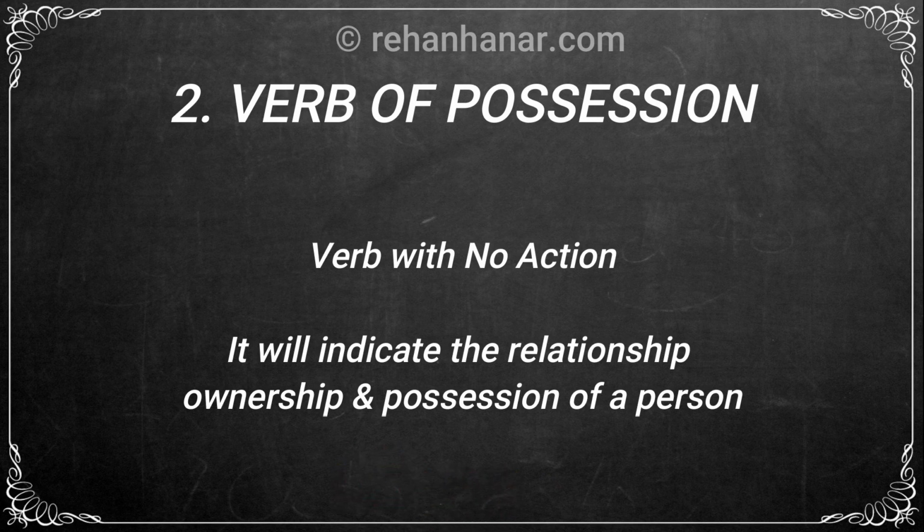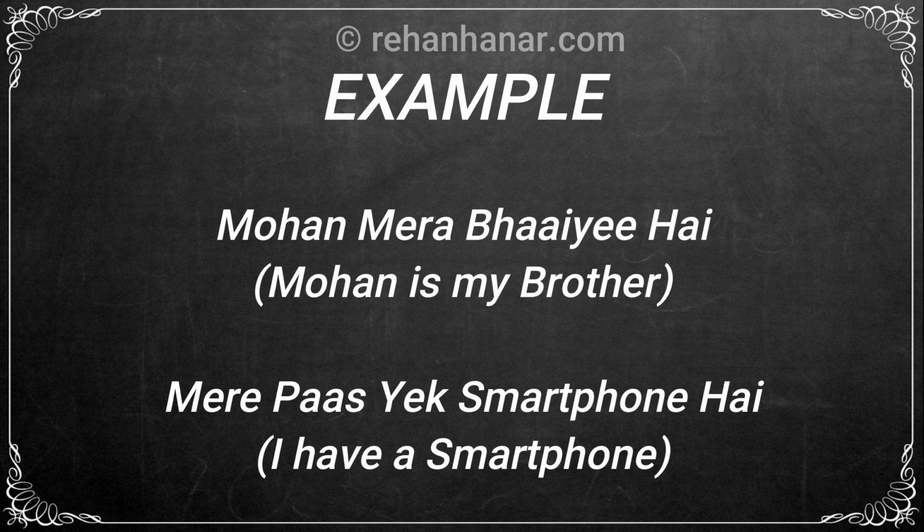It will indicate the relationship, the ownership, the possession of a person. For example, मोहन मेरा भाई है. Mohan is my brother. मेरे पास एक स्मार्टफोन है. I have a smartphone. Here also no action takes place. Verb of existence, verb of possession will not have any action done.